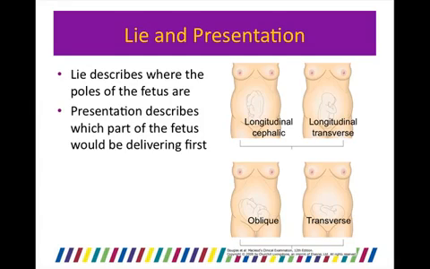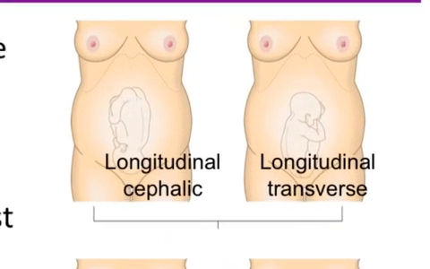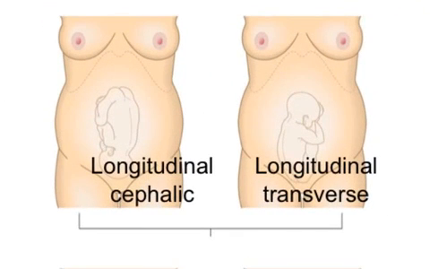Presentation describes which part of the fetus would be delivering first. With a longitudinal lie, around 97% of fetuses will be in the cephalic presentation, i.e. the head will enter the mother's pelvis first and the baby's buttocks and feet are towards the fundus. In the other 3%, the fetus presents by the breech.